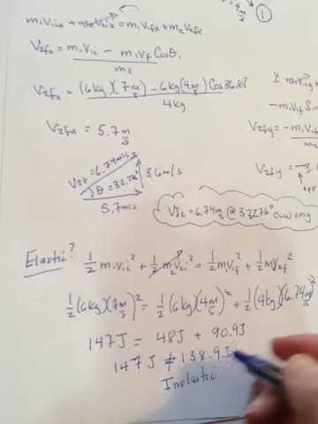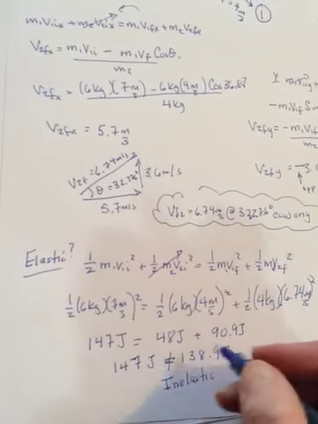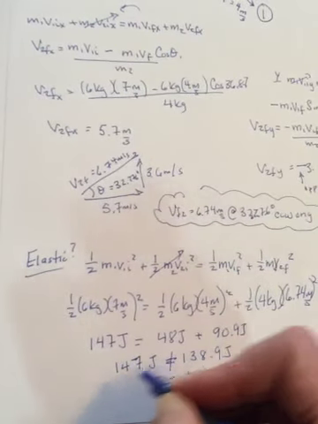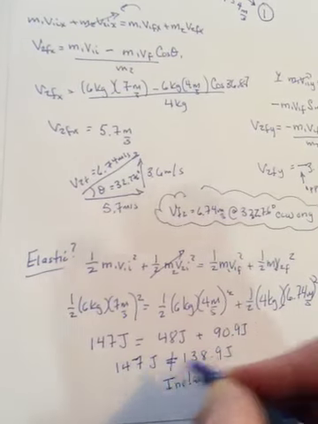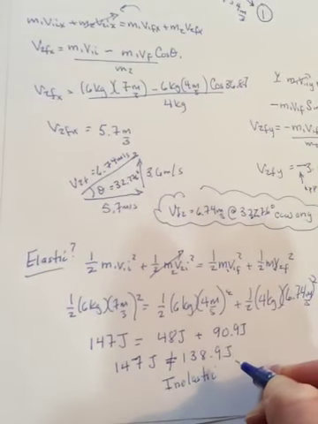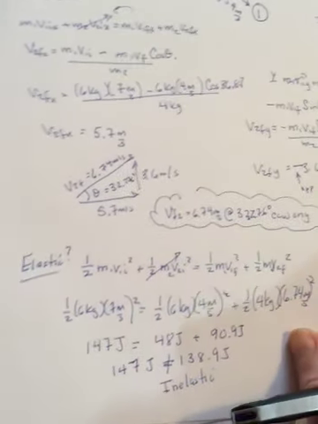Now, there's a couple of questions that come along and say, how much kinetic energy was lost? Well, to find out how much was lost, you would just subtract the final from the initial. So in this case, there would be 8.1 joules lost if the question were to ask that.